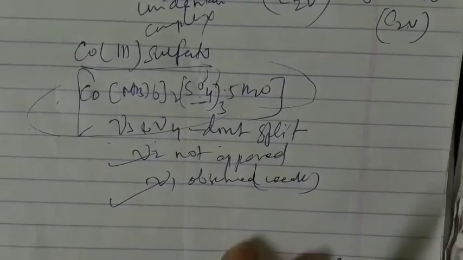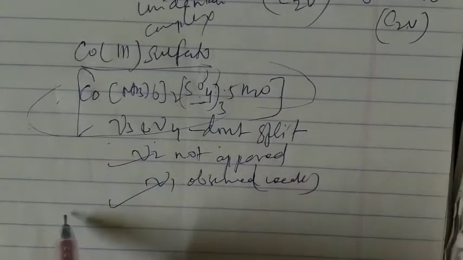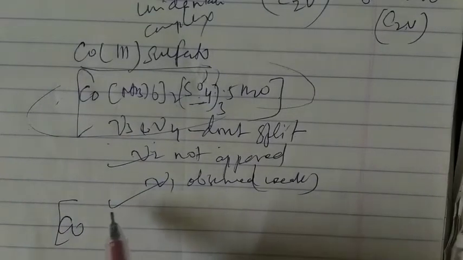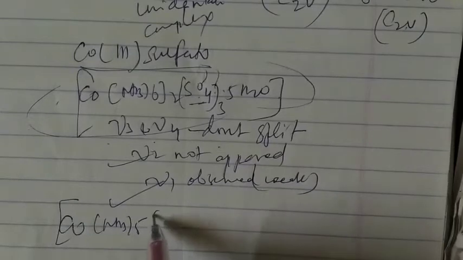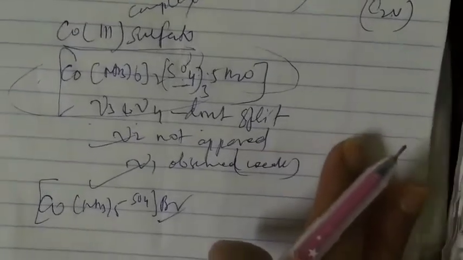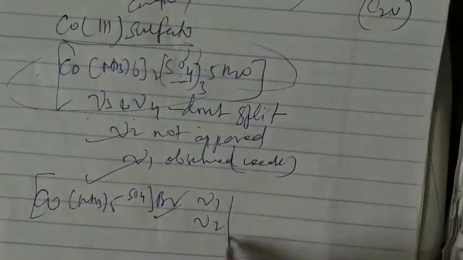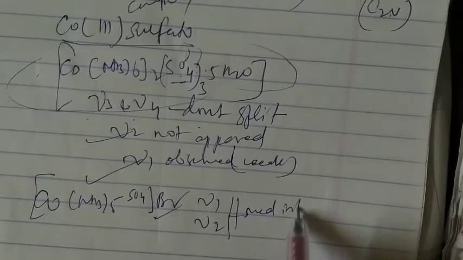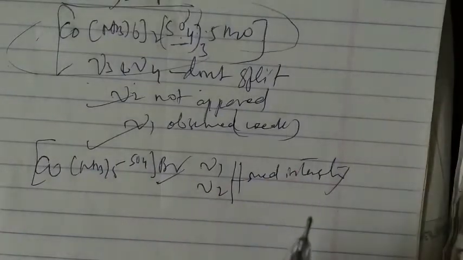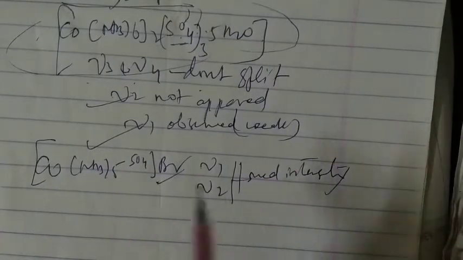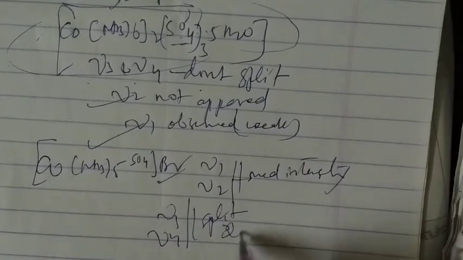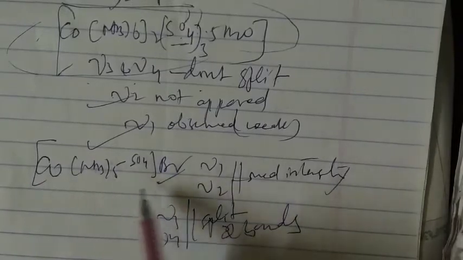In one more complex, [Co(NH3)5SO4]Br, where a halide is present, both nu1 and nu2 appear with medium intensity. Nu3 and nu4 each split into two bands.